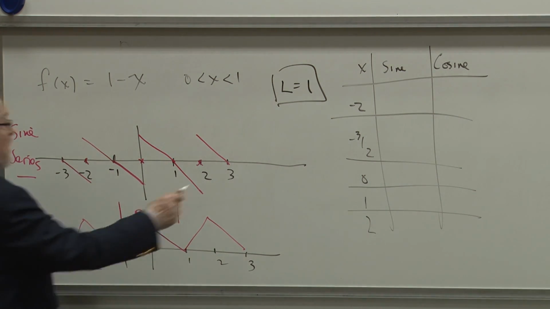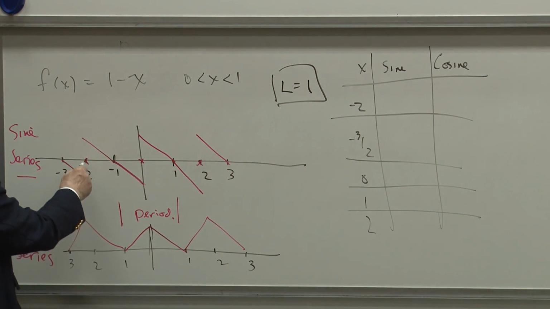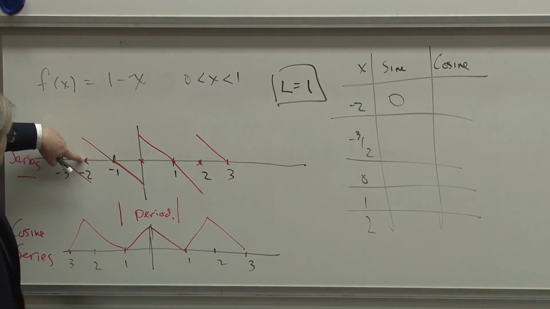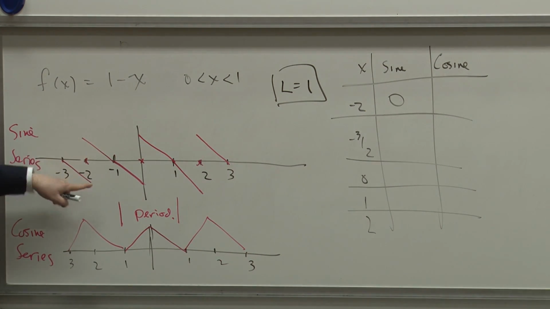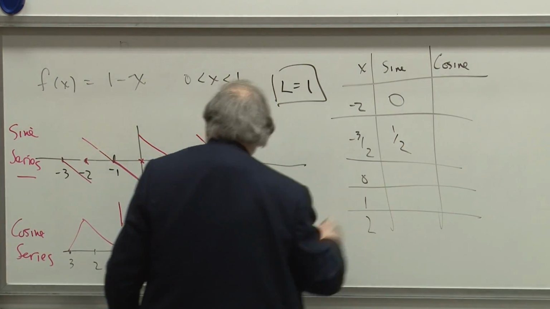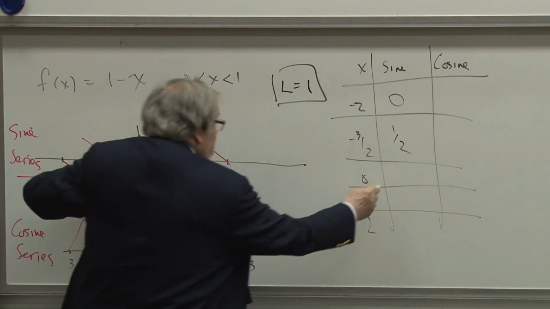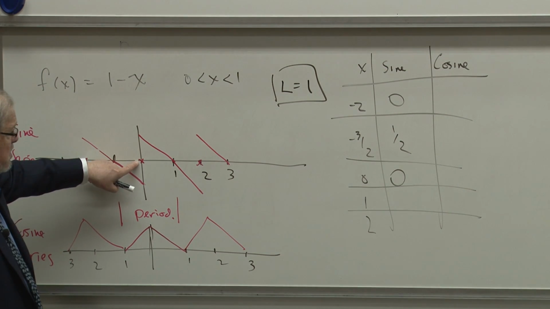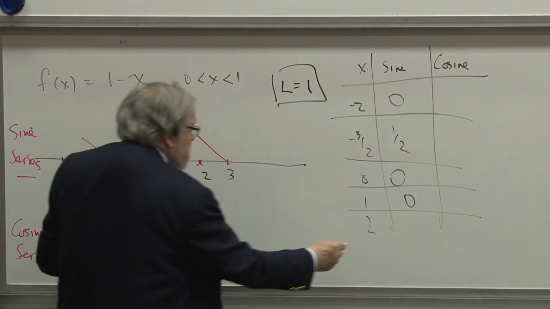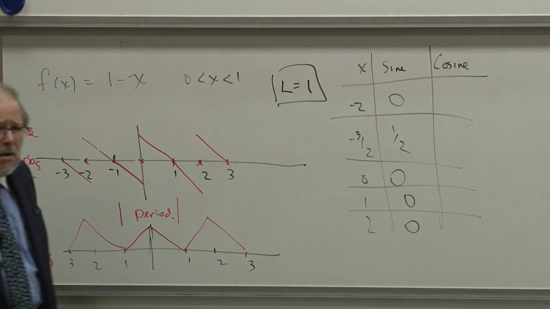So I go to the picture. At x equal -2, the sine series converges to 0. That's one of the jumps. At 3/2, I'm over here on this straight line. Halfway point, that's going to be a half. At 0, I talked about that the sine series goes to 0. At 1, it's going right through 0. And at 2, that's another jump, so 0.